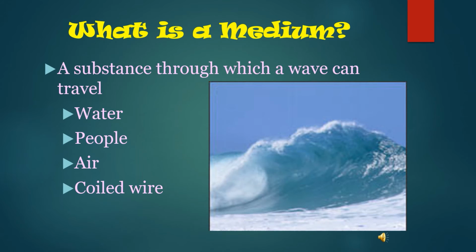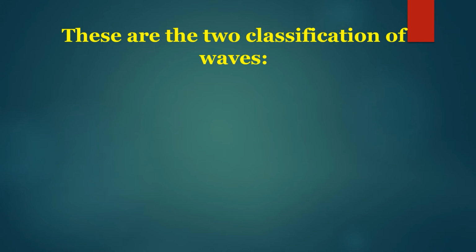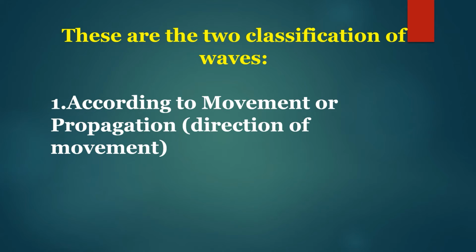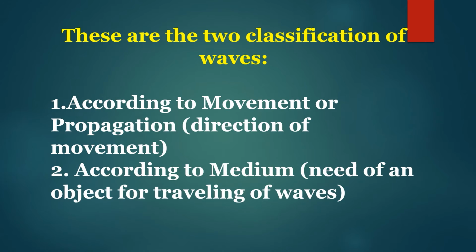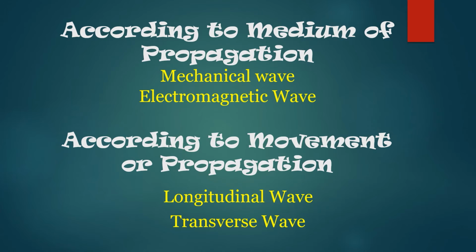Always remember that. What is a medium? It is a substance through which a wave can travel. For example, water, people, air, and cold wine. These are two classifications of waves. First, according to movement or propagation, or direction of movement. Second, according to medium, or need of an object for traveling of waves. According to medium of propagation, there are two types, mechanical wave and electromagnetic wave.